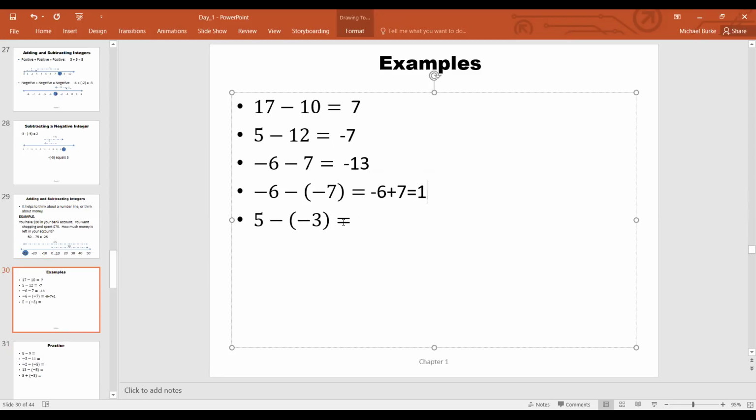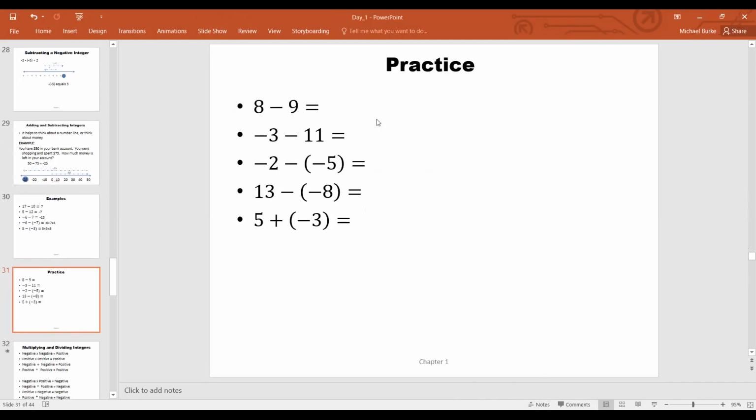-5 minus a -3 is going to equal 5, rather. 5 minus a -3 can equal 5 plus 3 equals 8. I hope this is all making sense. Okay. Let's go down one more. Here's your practice. Go ahead and practice on those. We'll ask for your solutions in class on Wednesday.